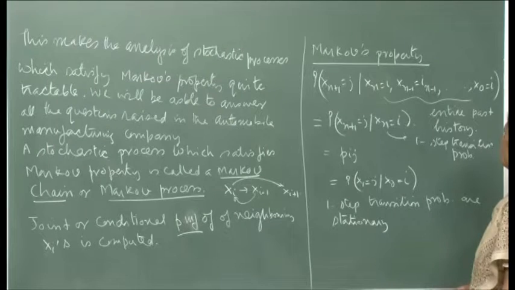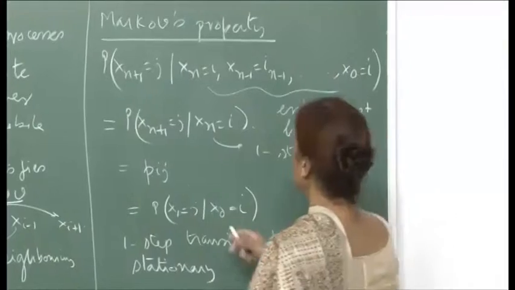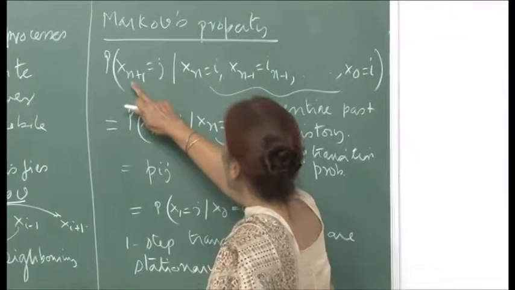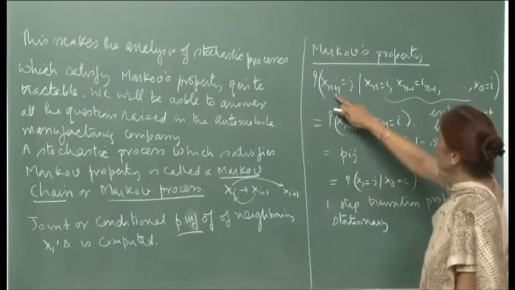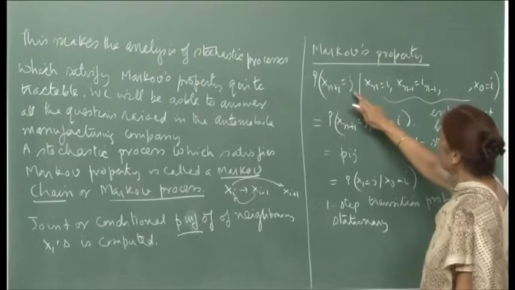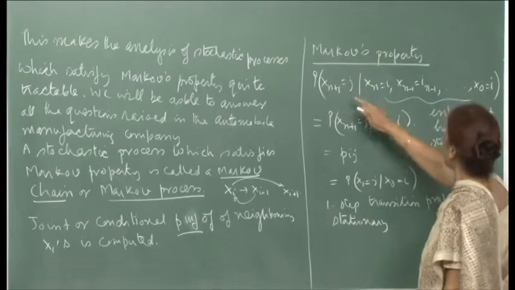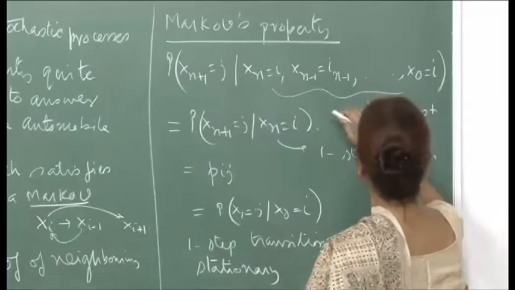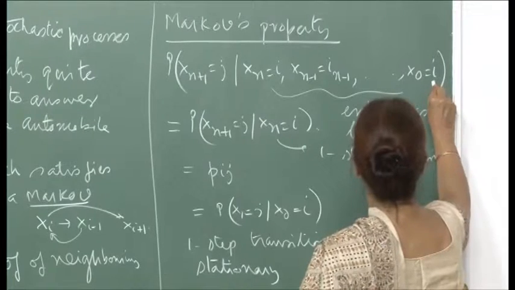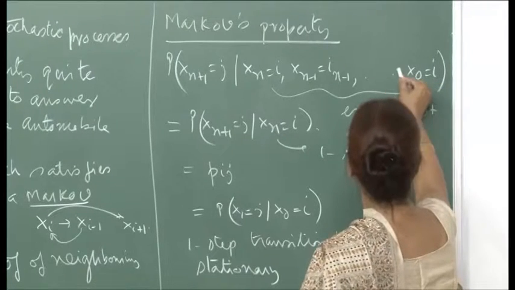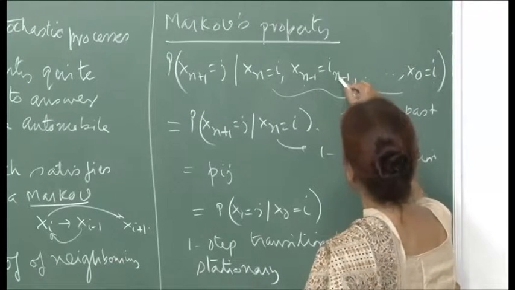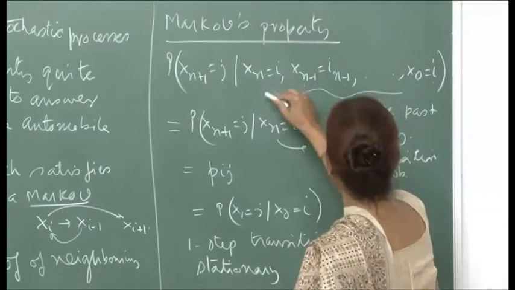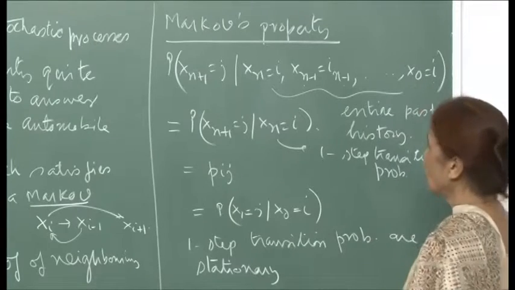Now if you want to formally state Markov's property, what you are saying is the probability that Xn plus 1 is equal to j, that means at time n plus 1 your system is occupying state j, and if you look at the past history, starting from X0 is i, then X1 is some i1, and so on, Xn minus 1 is i n minus 1, and Xn is i. So this is the entire past history.